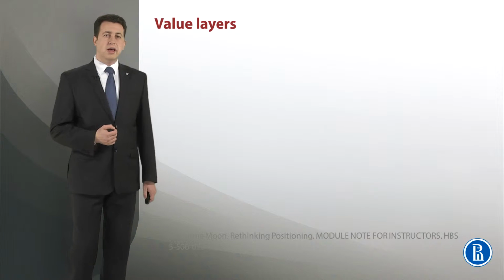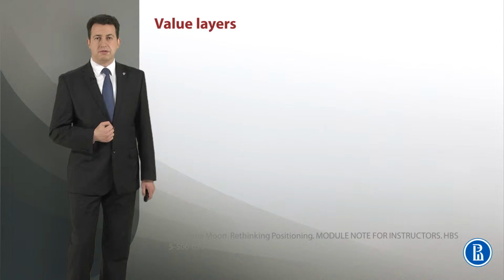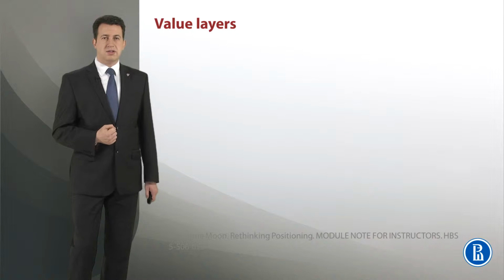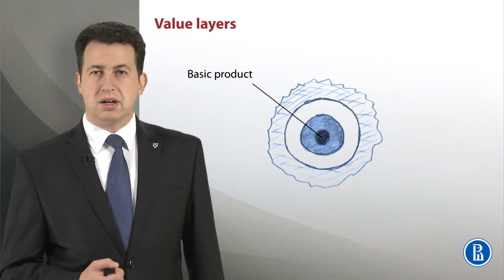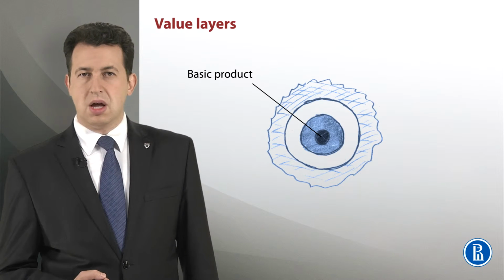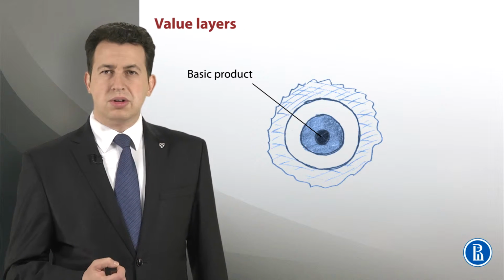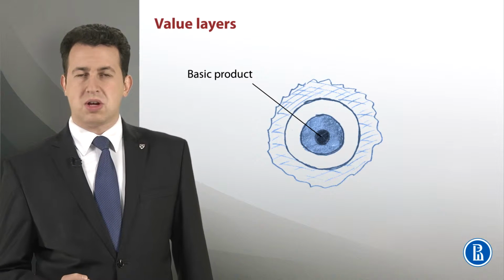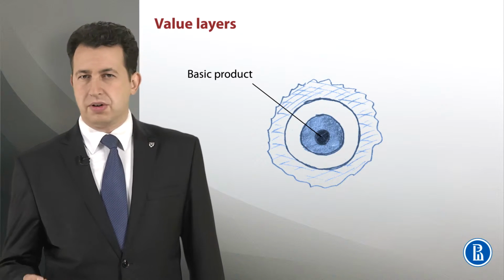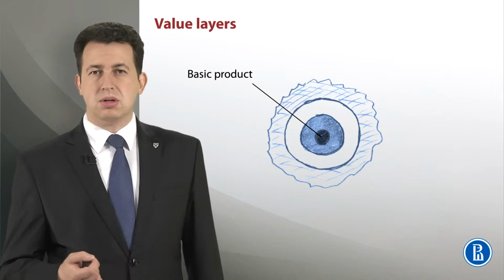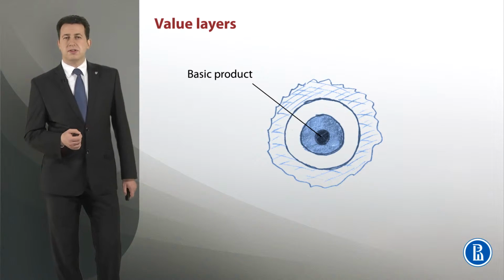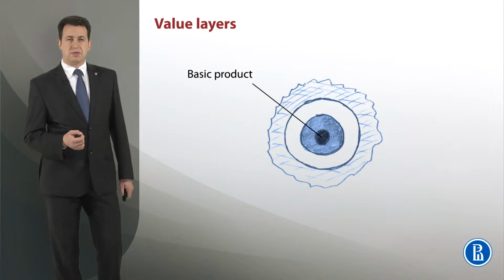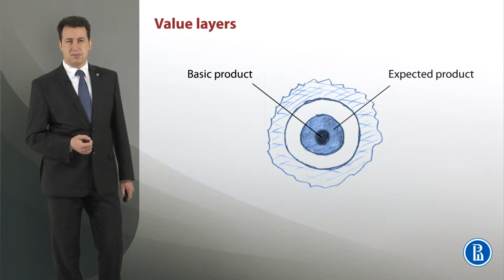According to the model, each product may have 4 layers of value. Each of the layers has different meaning and significance for the clients. The core layer represents a basic product, a product understood and used according to its main functional destination. A chair is a piece of furniture to sit. A pen is a tool to write. A car is a machine to drive. The value here is defined by the capability of the product to perform this main function.